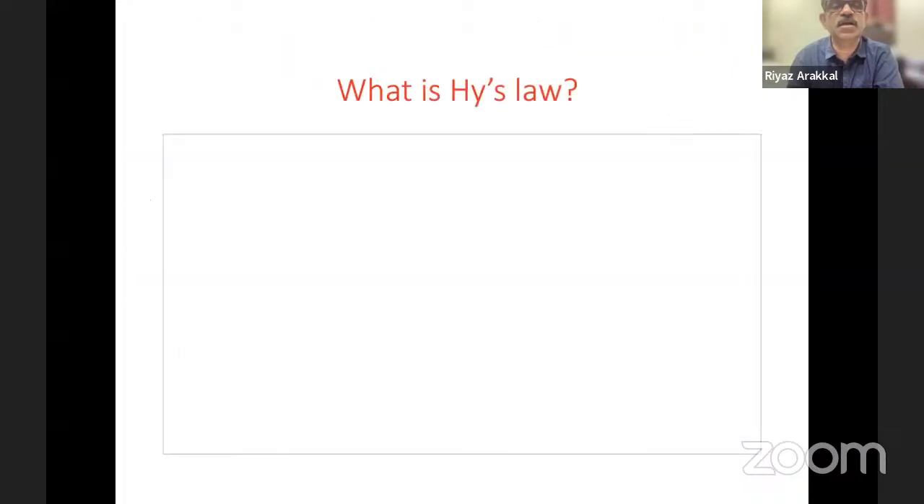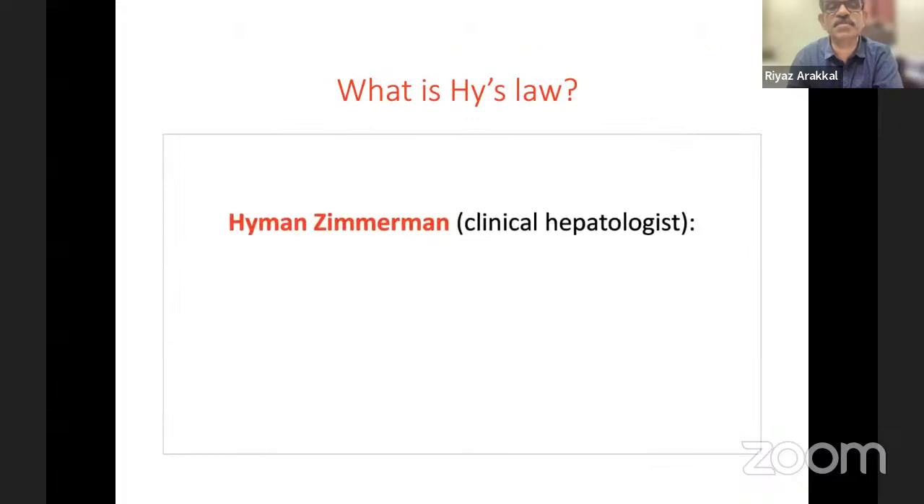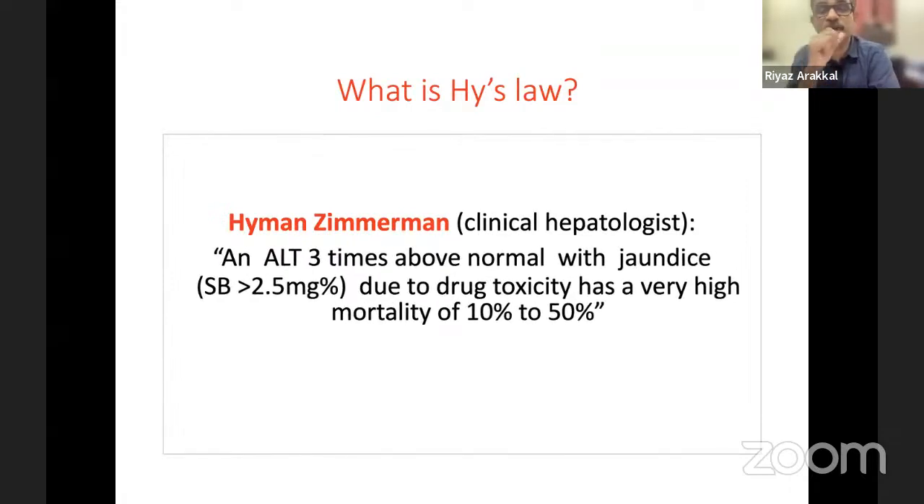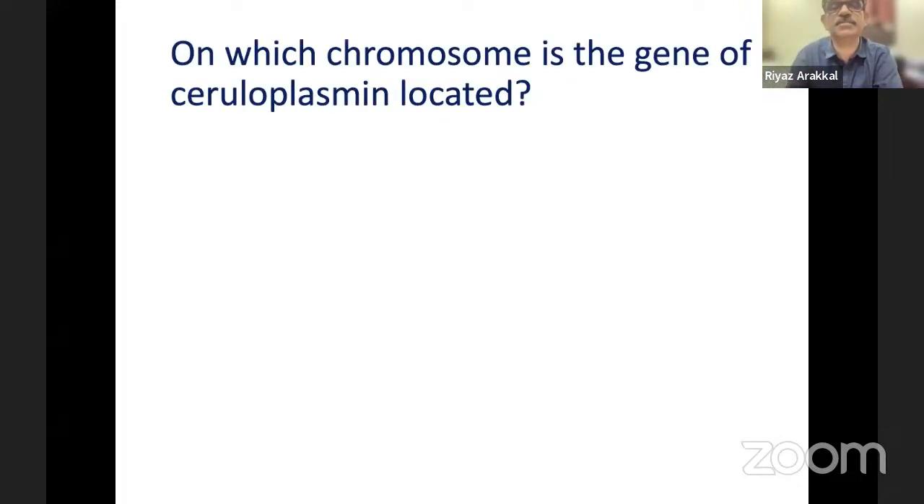What is Hy's law? It's a very important law for pediatricians also. Hyman Zimmerman, the famous clinical hepatologist, once mentioned that suppose a patient is on hepatotoxic drugs like ATT, and the ALT, that is the SGPT, is 3 times above normal with jaundice. Then, due to drug toxicity, this has a very high mortality of almost 10 to 50%. So you should be very careful when you put a patient on hepatotoxic drugs. You have to monitor transaminases and bilirubin. Otherwise, the mortality could be very high.